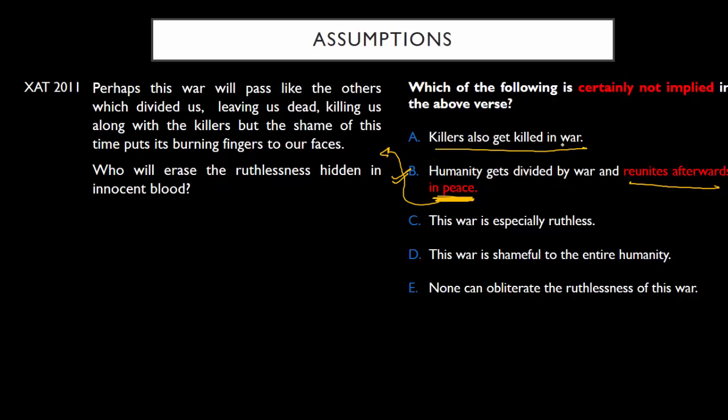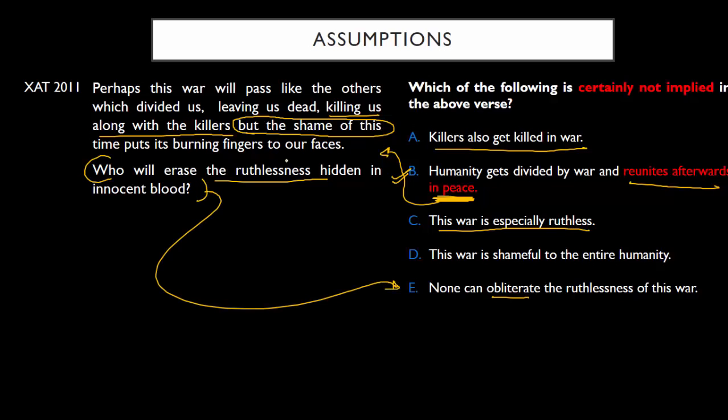Killers also get killed in the war, killing us along with the killers. So what is necessary for that is that killers also get killed, which is implied. This war is especially ruthless. That is also implied. This war is shameful to the entire humanity. That's also implied. None can obliterate the ruthlessness of this war. Obliterate would mean to wipe out or to erase. So that is also implied in this particular question. Therefore, answer choice had to be B.